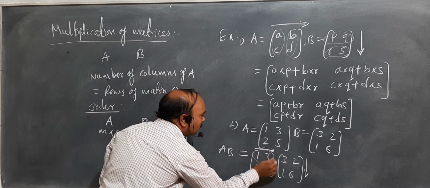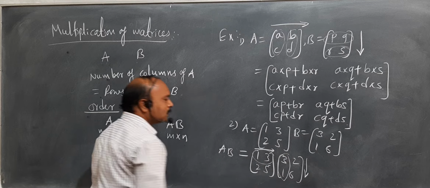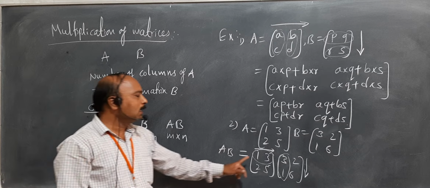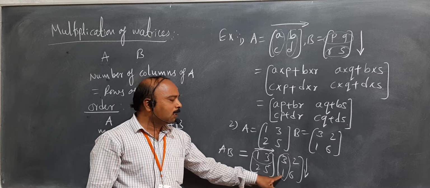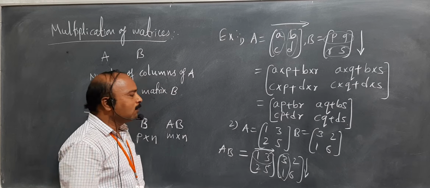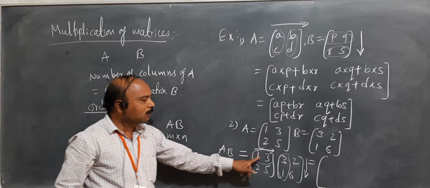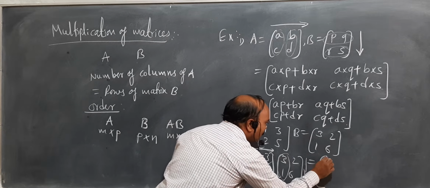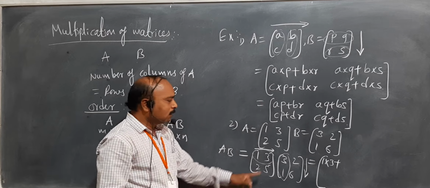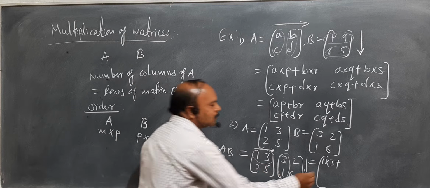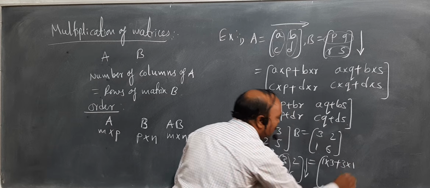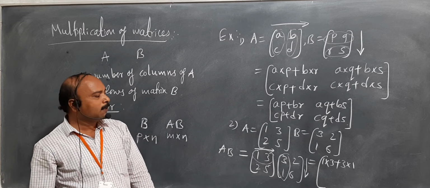First row, first column I start first. What are the first row elements? 1 and 3. First column elements are 3 and 1. Now it is written like this. First you multiply 1 with 3. 1 into 3 plus 3 is multiplied with 1, 3 into 1. So it is the first row, first column element.